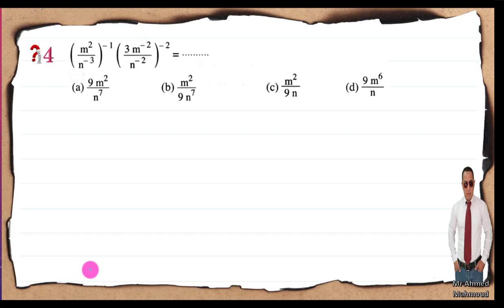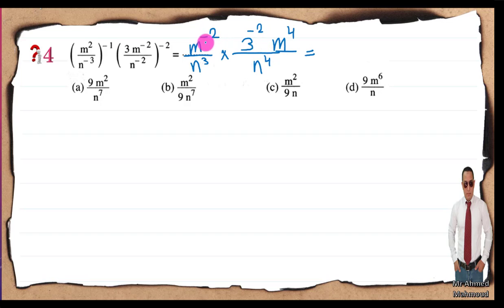Number 4, m to the power of 2 over n power negative 3. Okay, now because the numbers inside the brackets are different, I can't subtract their powers. So I'm going to distribute the powers here and the powers here. Okay, so it will be like this. m power 2 times negative 1 equals negative 2. Negative 3 times negative 1 equal positive 3. So it is n power 3 times 3 power negative 2. I'm going to distribute negative 2 among all the numbers inside. So it is 3 power negative 2, m power negative 2 times negative 2, positive 4, n power negative 2 times negative 2 equal positive 4.